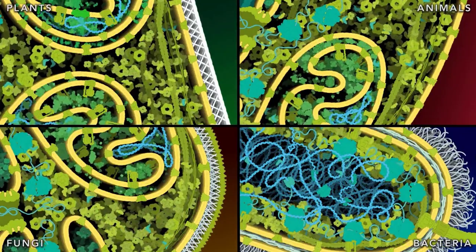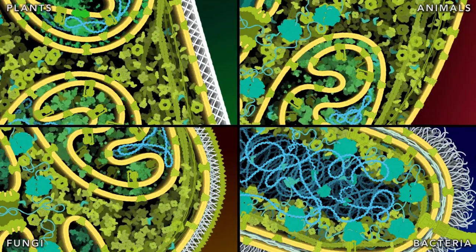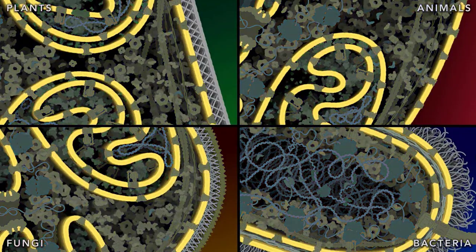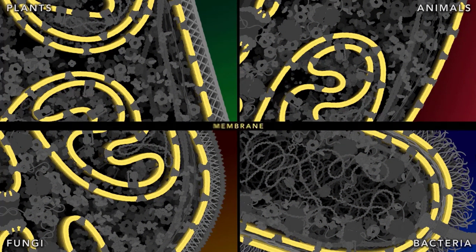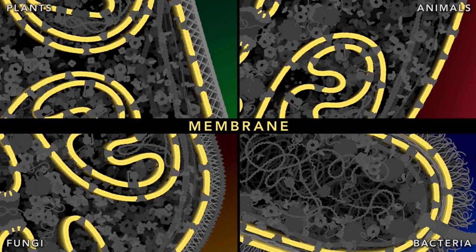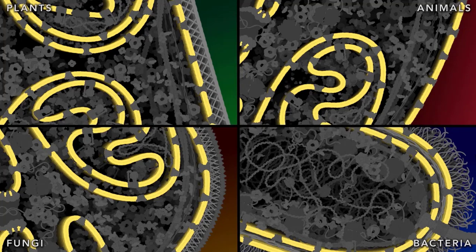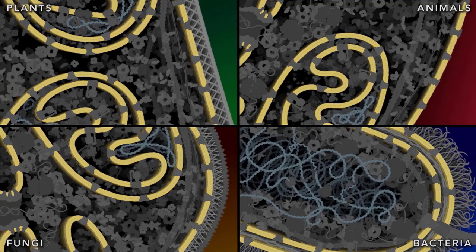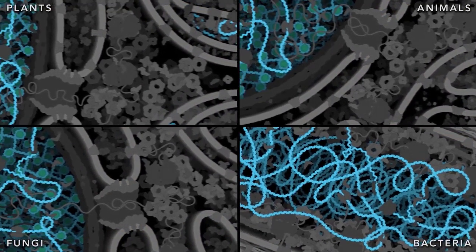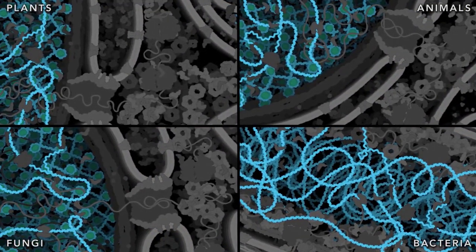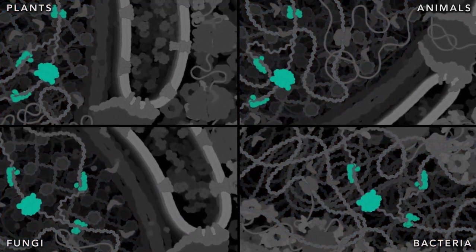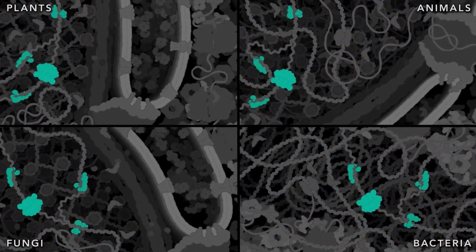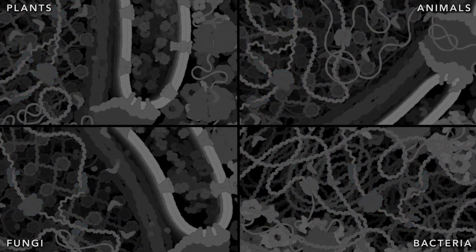We see even more similarities in the details of their cells. All cells are surrounded by a double layer of fat-like molecules. This membrane separates the cell from the outside world, and it looks very similar in all living things. Inside the cells, we find genetic information stored in the molecule DNA. All living things use very similar cellular machinery to copy their DNA. And when they reproduce, they all pass DNA to their offspring.